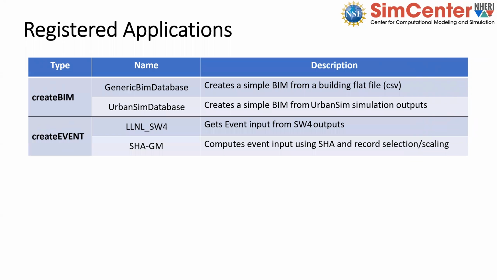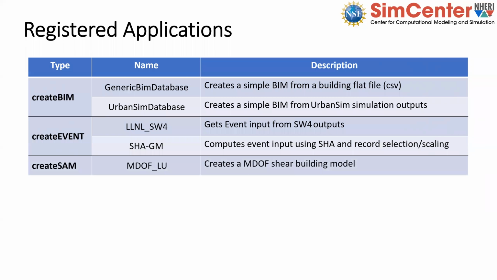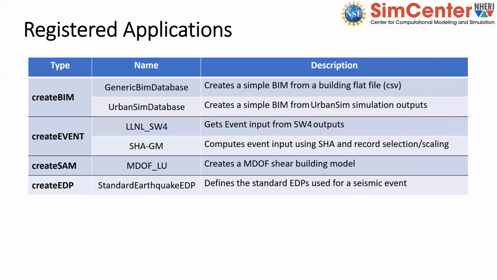For creating a seismic event input on the building, we have 2 other applications as well. One of them uses outputs from SW4, which is a 4th order seismic wave propagation application, and the other one uses seismic hazard analysis and record selection and scaling to obtain the ground motions. Then for CreateSAM, we currently have one implementation that was provided by Professor Jinjing Lu from Tsinghua University. That application creates a multi-degree of freedom shear building model. We'll talk about this too.